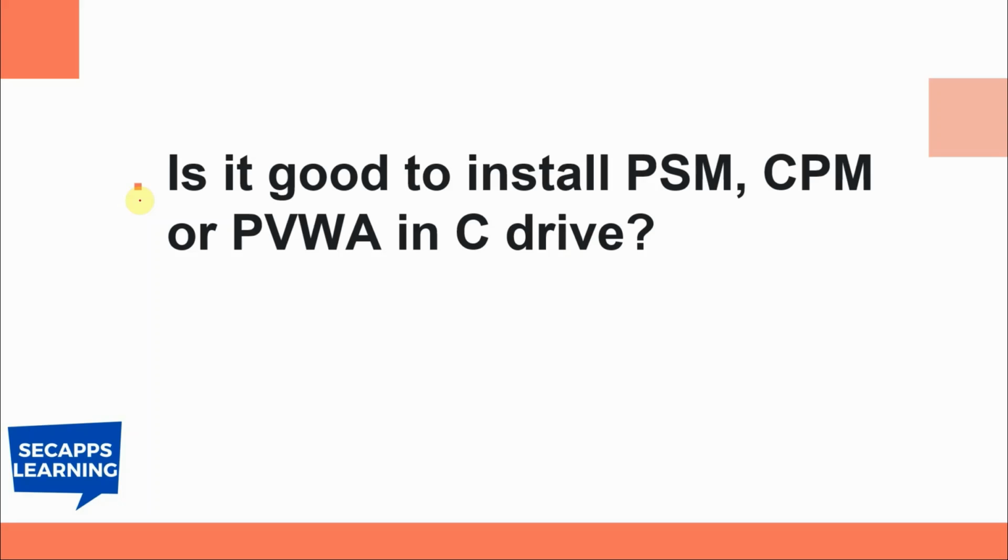This is very basic. You remember when you install the CPM or PSM, you get an option for the destination where you are installing. By default, you are installing in the C drive. So is it good to install in the C drive? If yes, what's the reason? If no, what are the reasons?